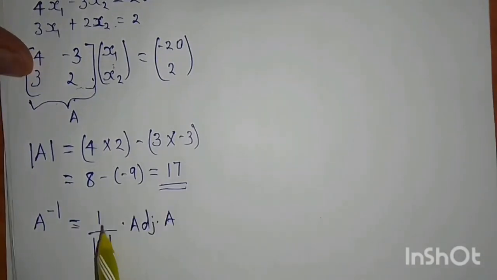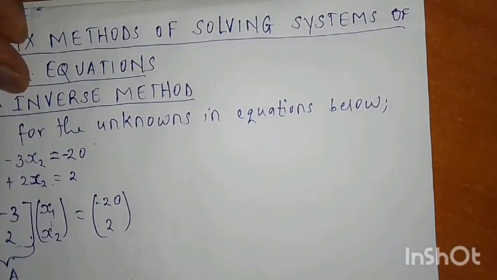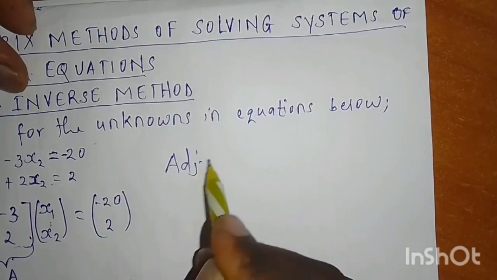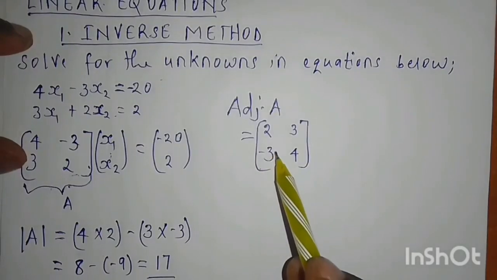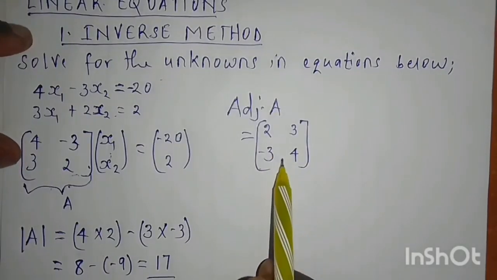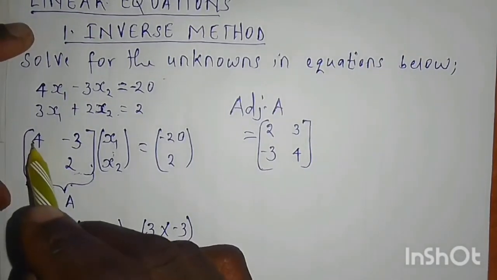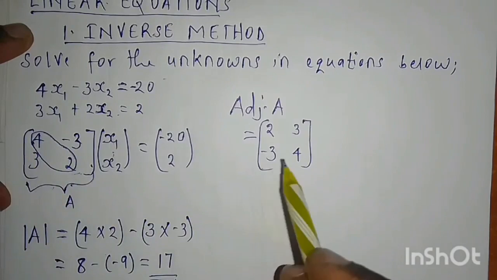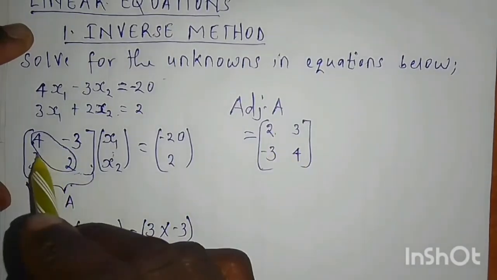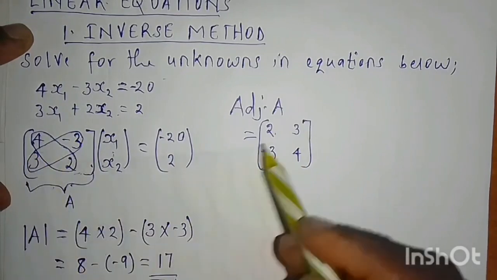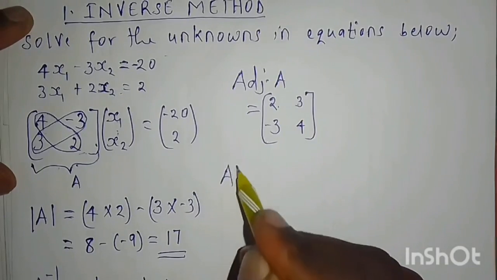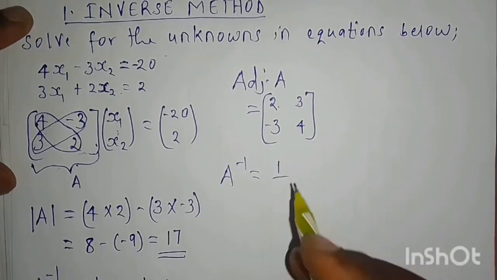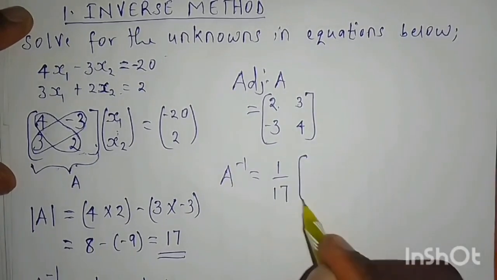The inverse is found by multiplying the reciprocal of its determinant by the adjoint of A. So we want now to find the adjoint of A. In finding this adjoint, two steps are involved. We take the elements of the leading diagonal and interchange them. Then for the elements of the other diagonal, you change their signs. Therefore we can write the inverse to be 1 over 17 times this matrix.